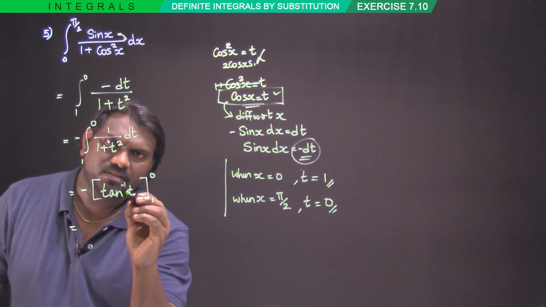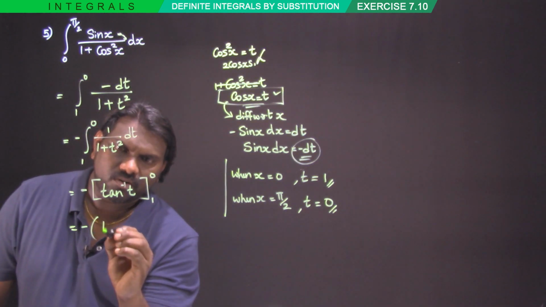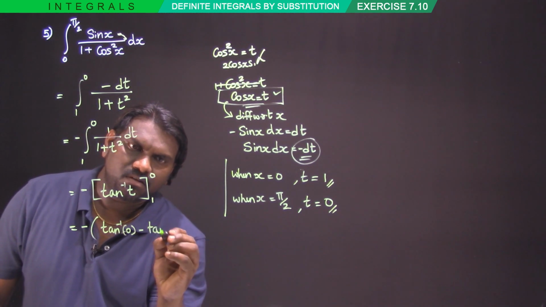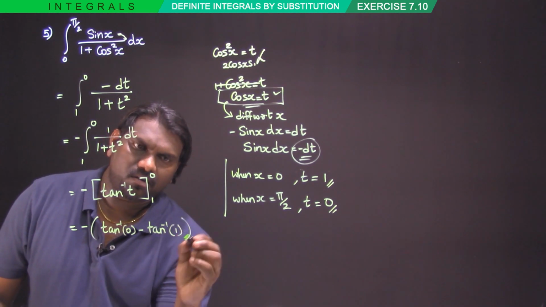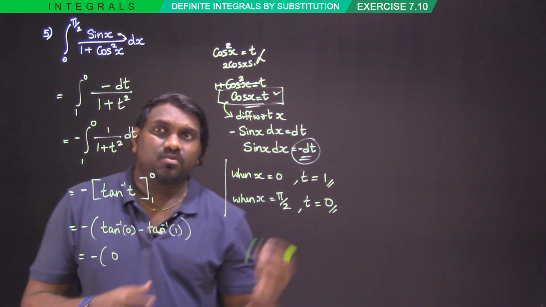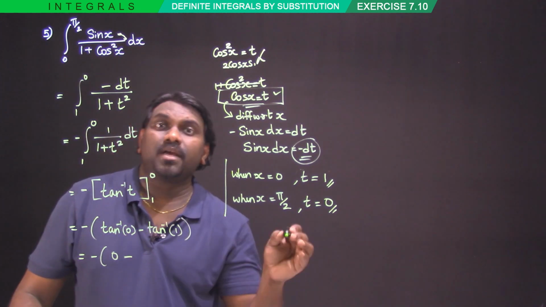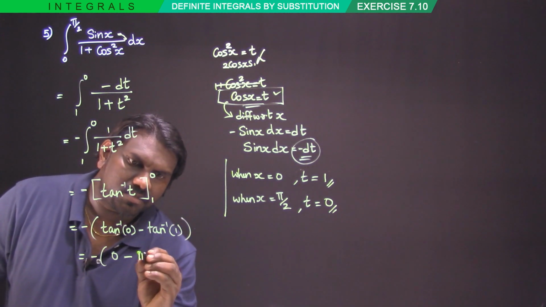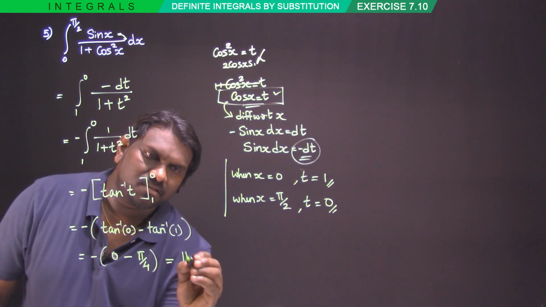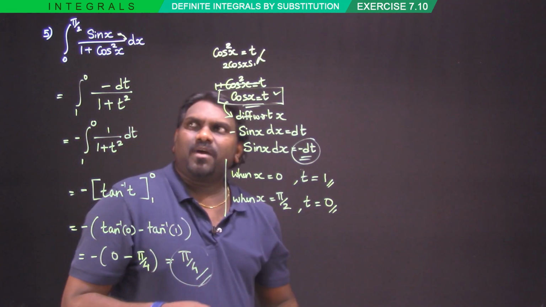So this is going to be tan inverse 0 minus tan inverse 1, with the minus outside. Tan inverse 0 is 0, and tan inverse 1 is pi by 4, 45 degrees. So it is minus of 0 minus pi by 4. When you multiply the minus inside, it's going to be pi by 4. This is my answer for the 5th question.